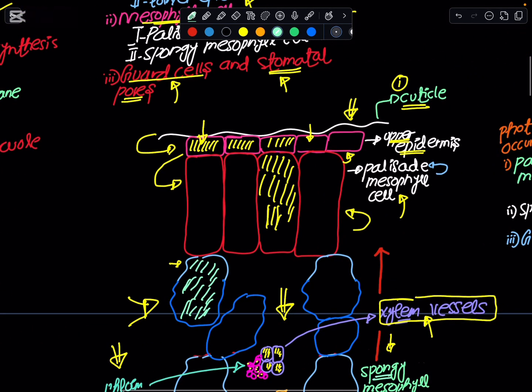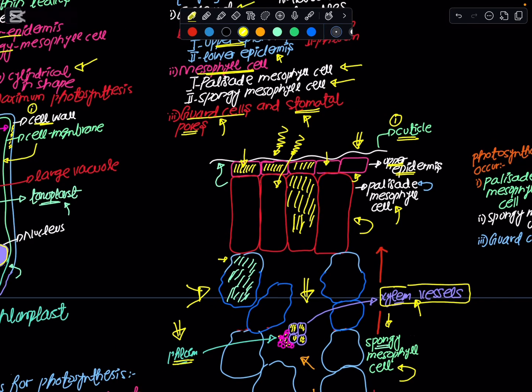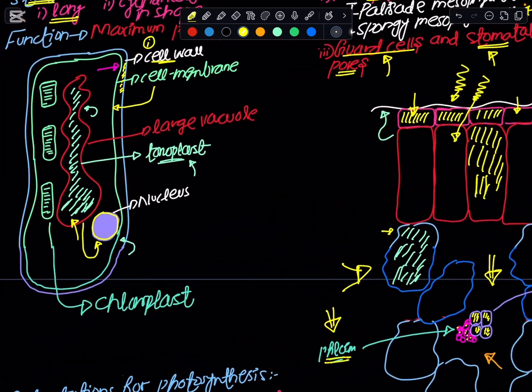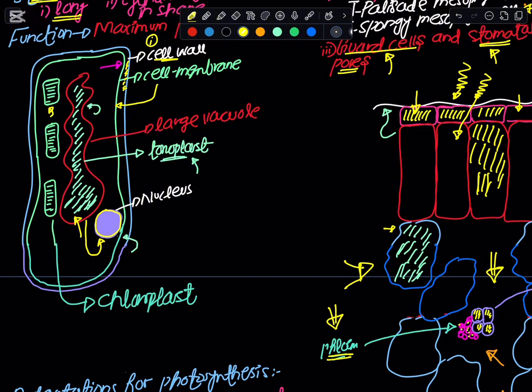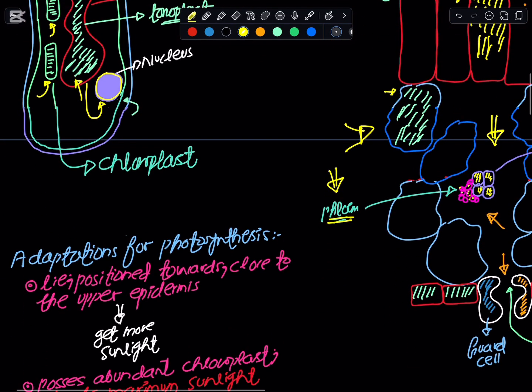You must know that these palisade mesophyll cells are located close to the upper epidermis. So they would receive the maximum amount of sunlight, and there would be no barrier to the sunlight falling on them, because the cuticle is transparent, and the upper epidermis cells don't have any chloroplasts, so light would directly hit these palisade mesophyll cells. The other situation is that these palisade mesophyll cells have abundant chloroplasts in them. So when they have abundant chloroplasts, they are in a position to absorb the maximum amount of sunlight, and by that they would make the maximum amount of glucose.